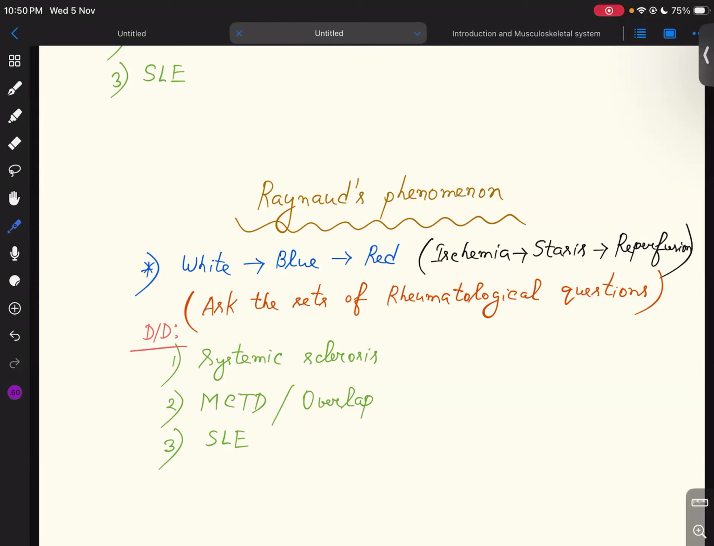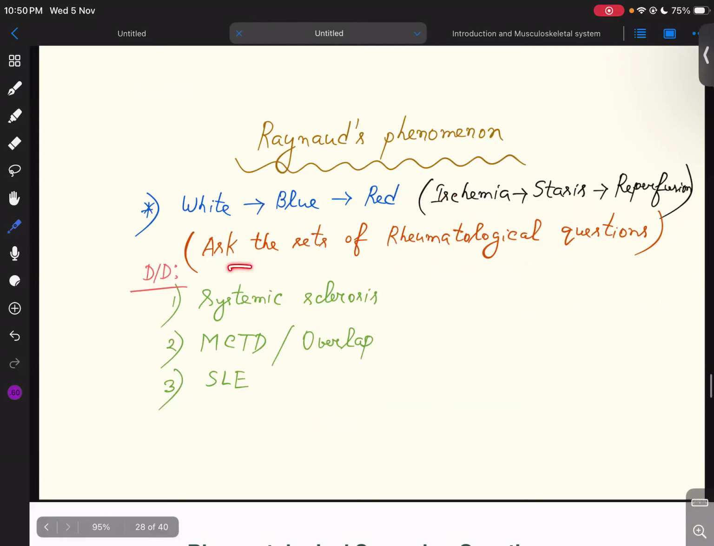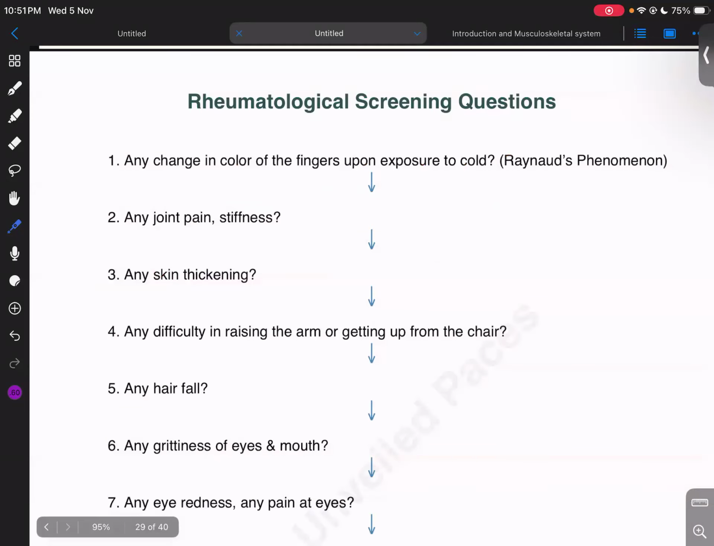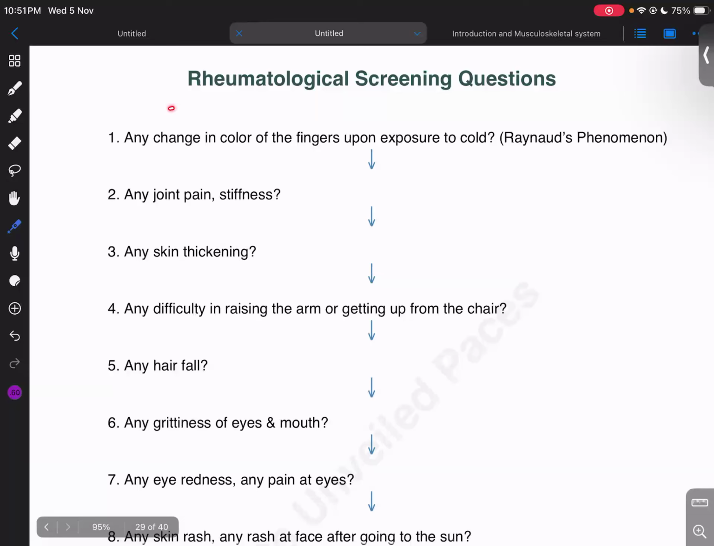After asking this, we have to ask the sets of rheumatological questions. Why? Because in the PACES exam, Raynaud's phenomenon most often comes on the background of systemic sclerosis or mixed connective tissue disease. SLE comes very less often. So these three differential diagnoses can be ruled out by asking these sets of rheumatological screening questions.